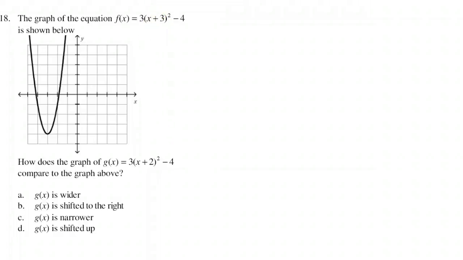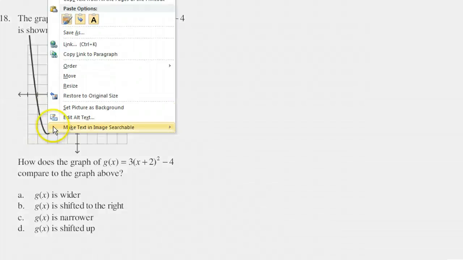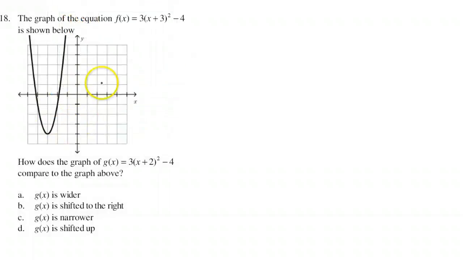So let's see what this is here. First we can see that this has a 3 here. If you remember, where that comes from is how wide or narrow the shape is. It's also positive, that's why it's going upwards. And our vertex is -3, -4, and you can see that on this graph.